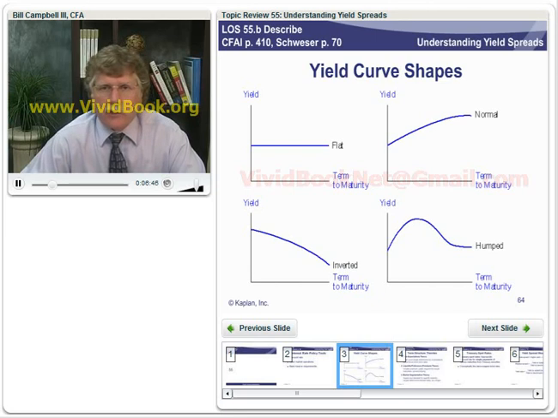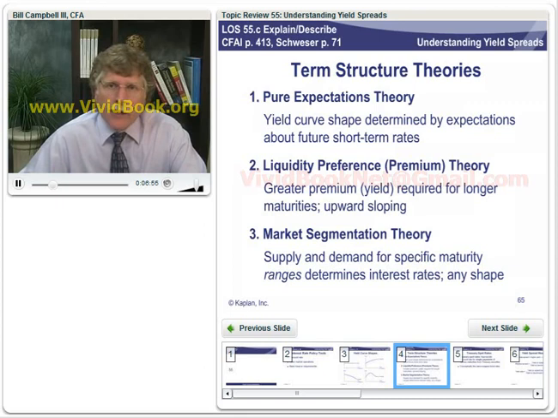So these are just different shapes. You need to know what the adjectives are. You need to know what they mean, because on the exam they could very well be talking about the different shapes of the yield curve. Now, one question that you should be asking yourself is, why would a yield curve have one particular shape over another?